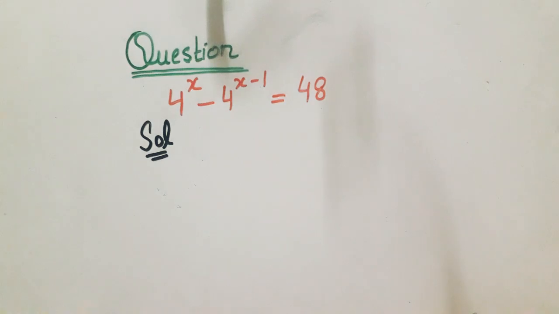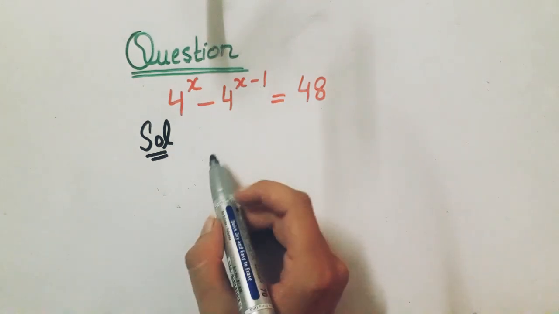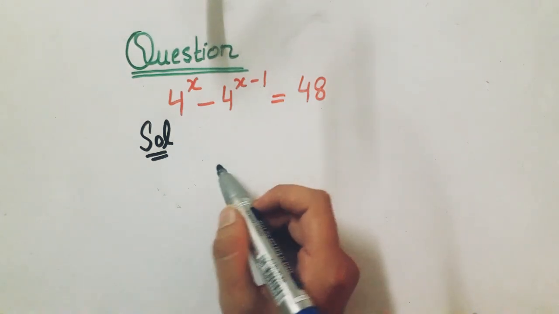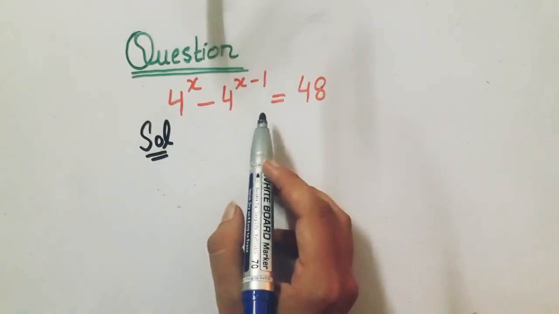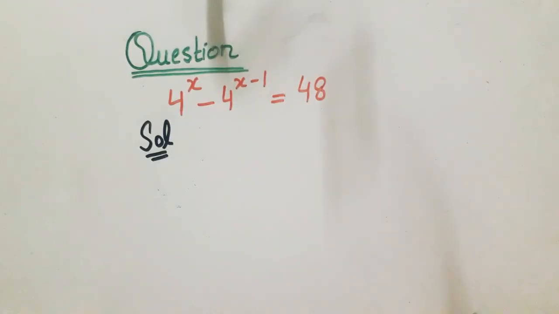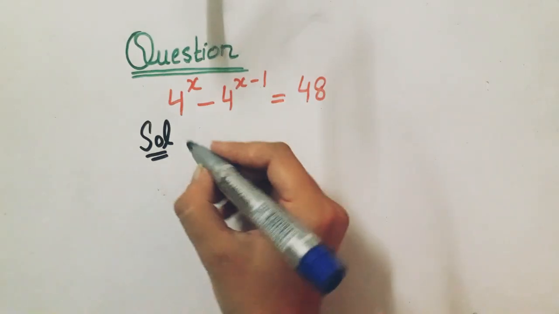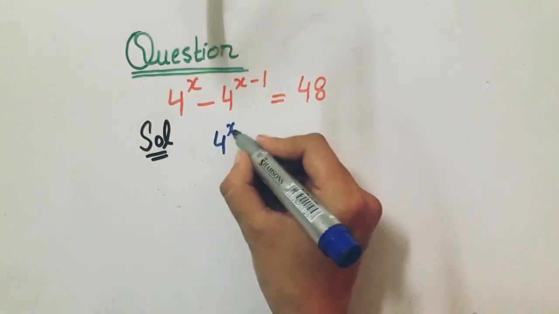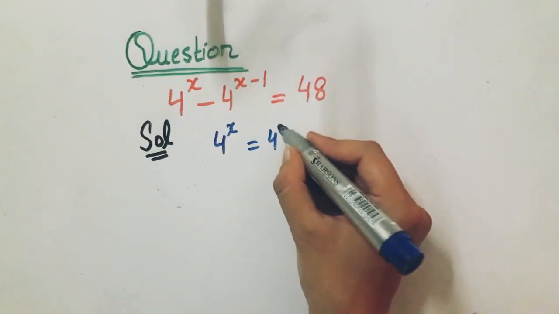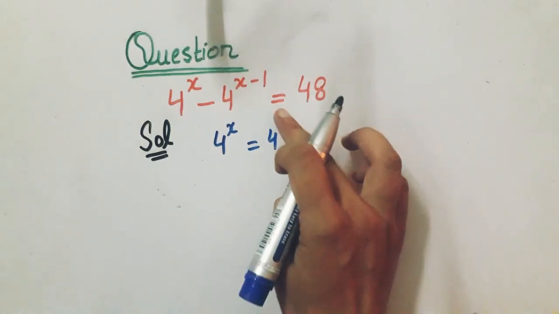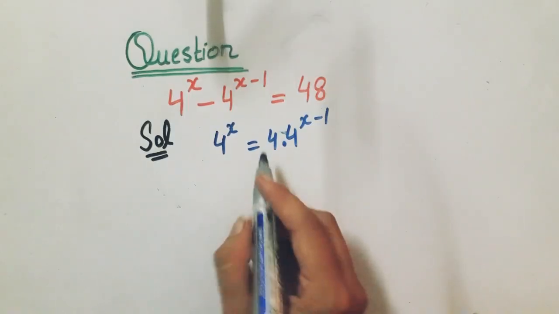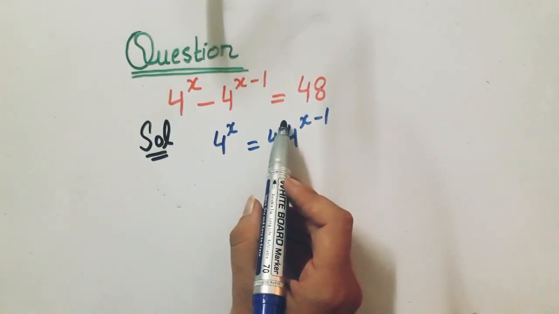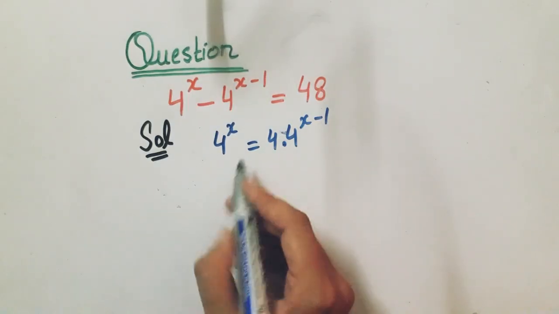You notice that we have 4 raised to power x and 4 raised to power x minus 1. The first term, 4 raised to power x, can be written in terms of 4 raised to power x minus 1. So we will write this as 4 raised to power x equals 4 multiplied by 4 raised to power x minus 1, because this 4 also has power 1, so 1 minus 1 will be 0.